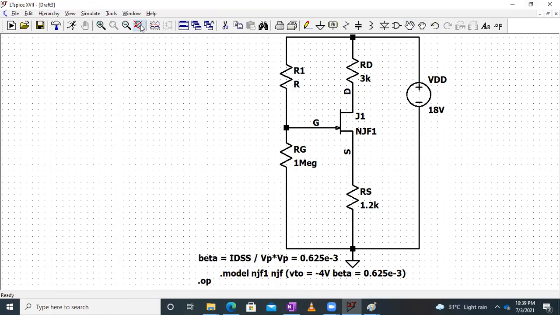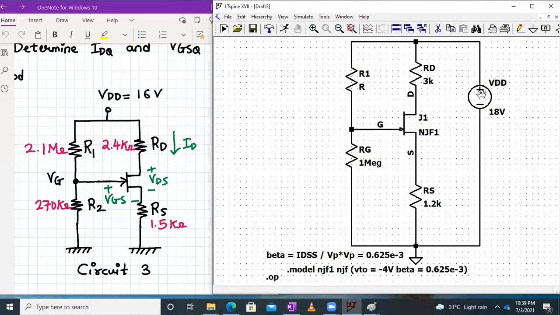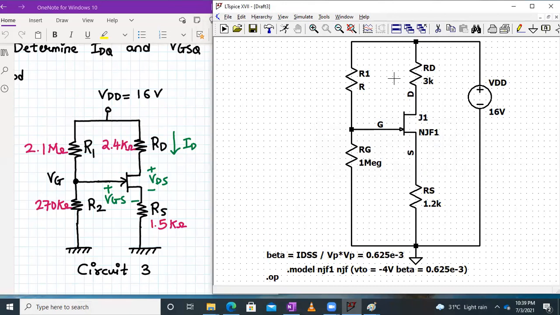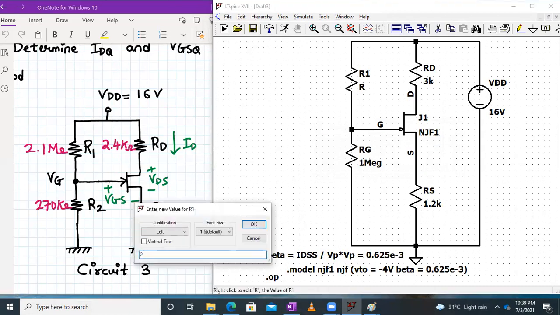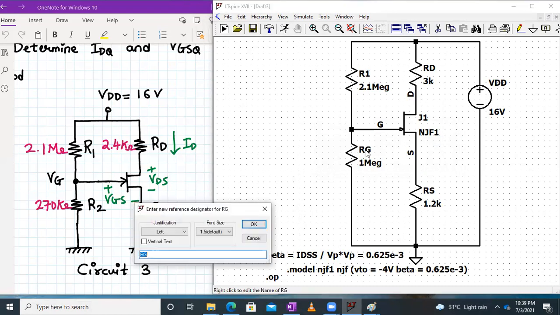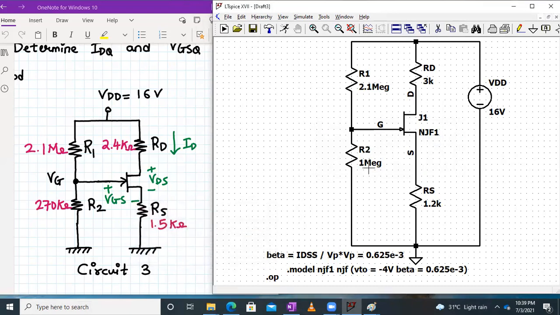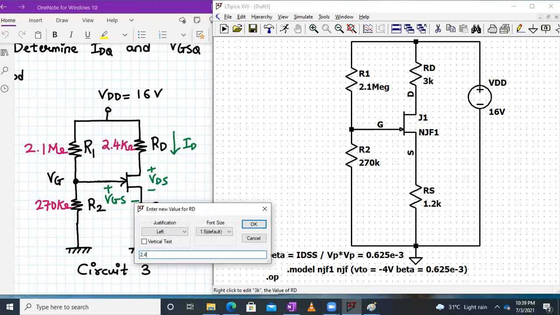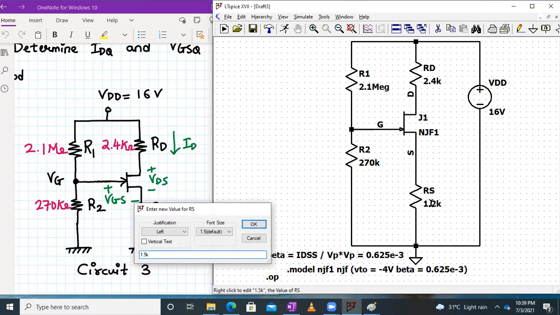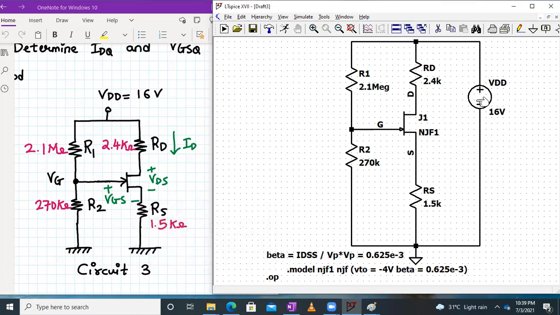Yes, so the value of VDD given here is 16 volt. This is R1, and R1 value is 2.1 MEG. Remember, capital MEG. This is R2. R2 value is 270, so it is 270 kilo ohms. RD value is 2.4K, so I'll substitute 2.4K. RS value is 1.5K. Yeah, and VDD is 16.